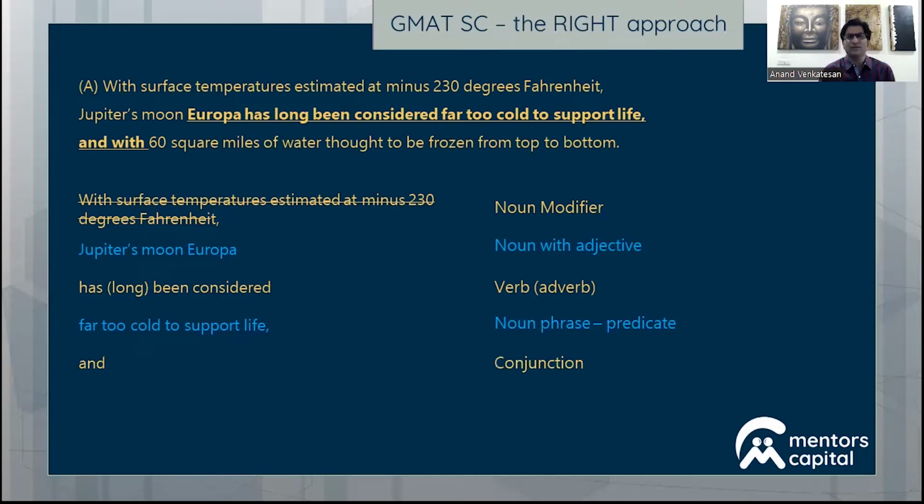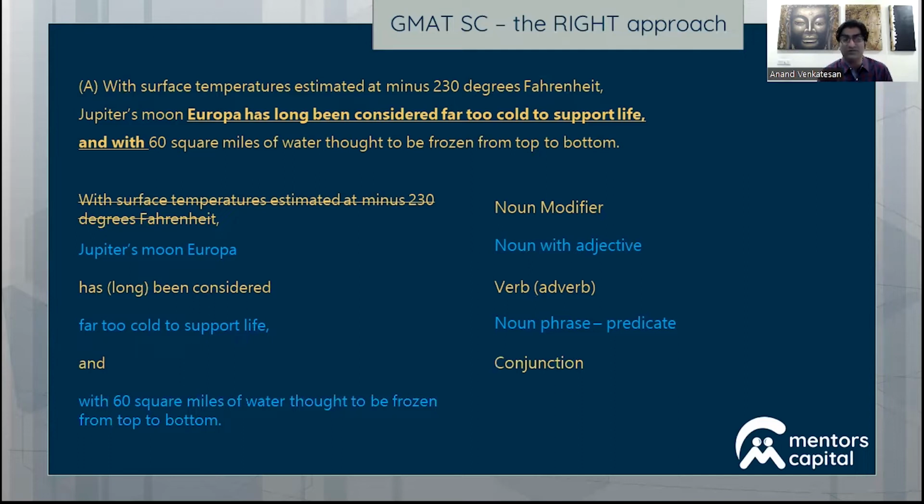So in this case, my structure becomes, Europa has been considered A and B. And what is B here? Well, B here is not a noun, right? Because A is a noun, A is the predicate, far too cold, right? Actually, it's describing cold and describing its degree as far too cold, right? So that's like an adverb modifier attached to that noun.